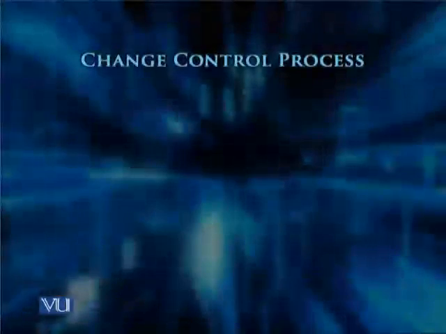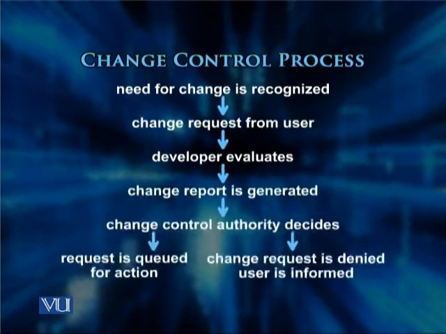Now I will describe to you the change control process in a more formal manner. Here you are looking at the change control process. This is the first slide. The first step is there is a need for change. That need for change is recognized. The second step is change request from the user, which is given to the developer who evaluates.